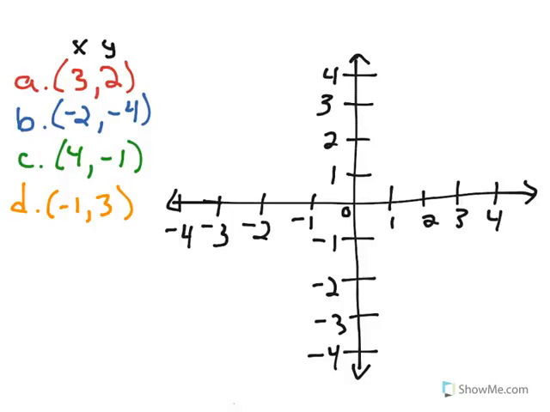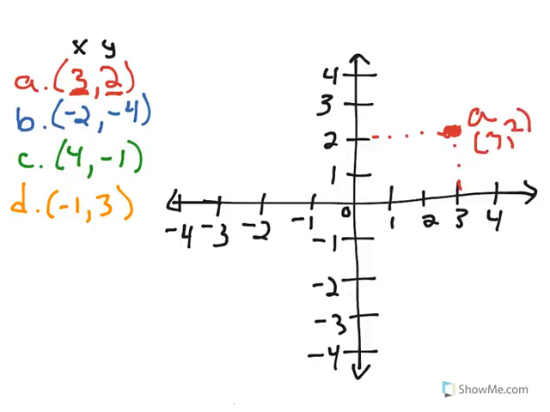To plot points, we first find the x value and then the y value and put a point where the two intersect. For example, to plot point A, we look at x first, which is 3. We find that on the number line. And then we look at y, 2. So we go from 3 until we're across from 2 on the y-axis, and that's where we plot point A. It has coordinates 3, 2.